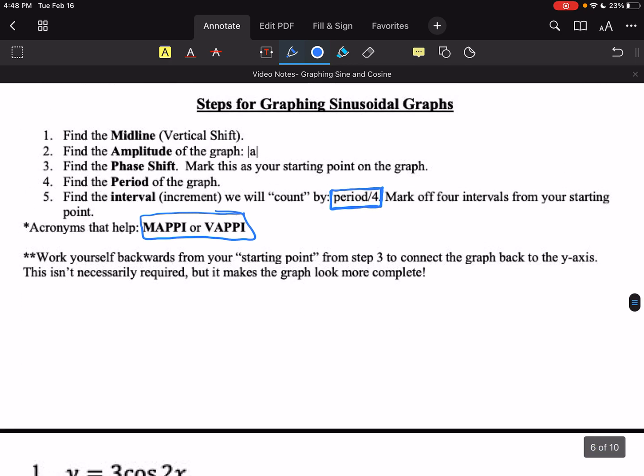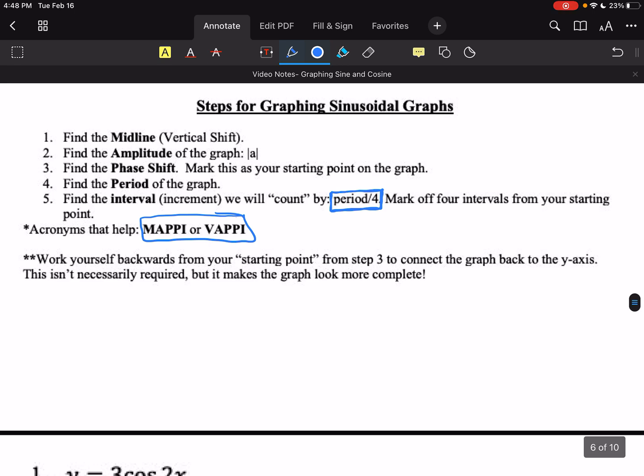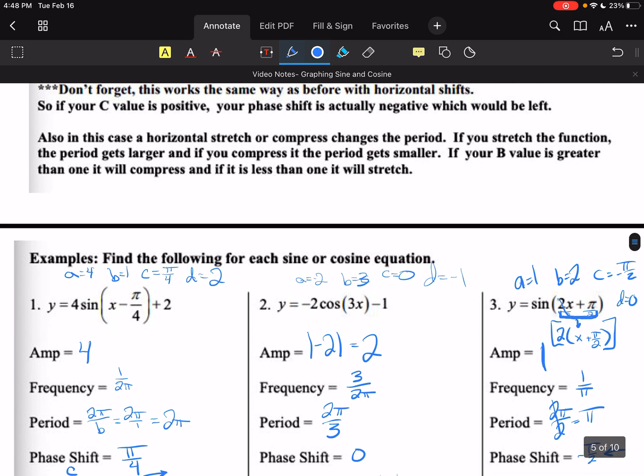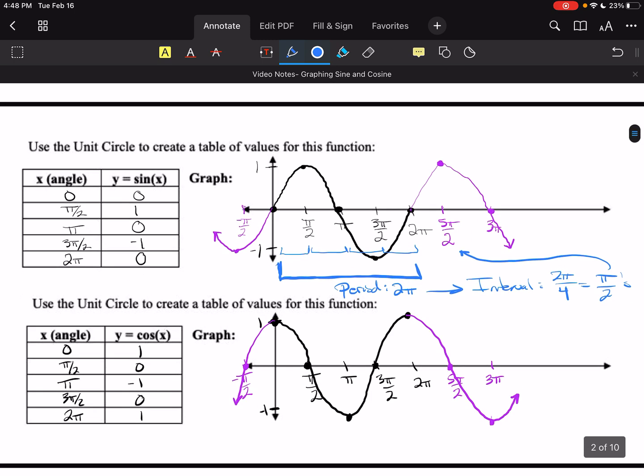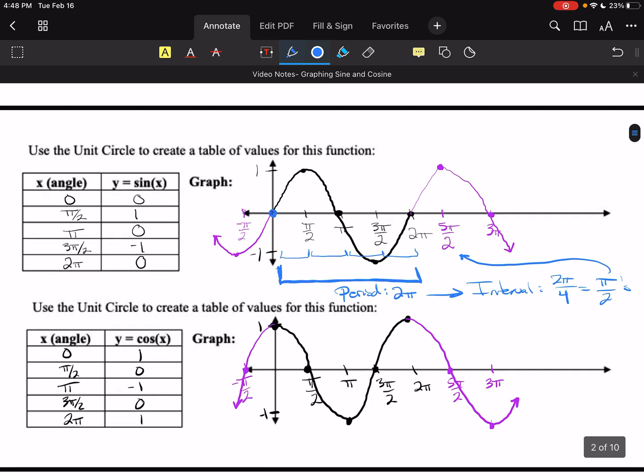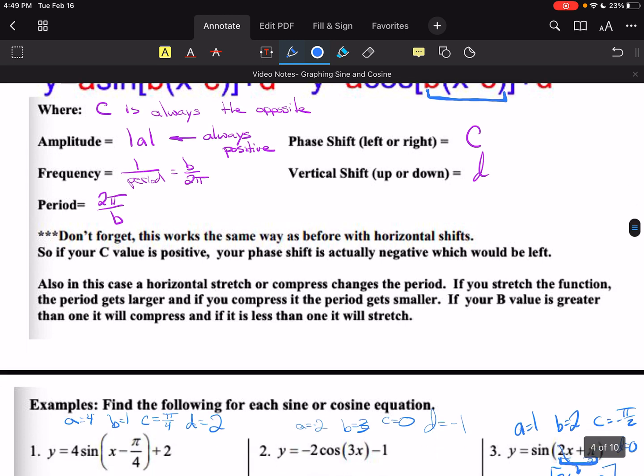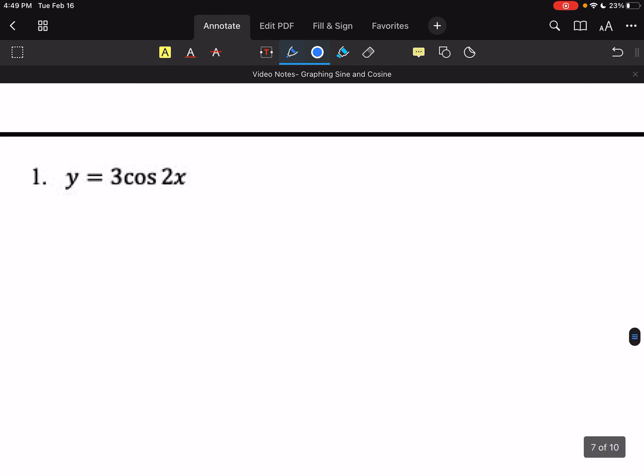So once we find the midline and the phase shift, that is what's going to help us to mark our starting point. And what we need to remember is our basics about sine graphs and cosine graphs. So sine graphs always start on the midline, right? And for cosine, we always start whatever our amplitude is above the midline, okay? So let's look at an actual graph here and put it all together.